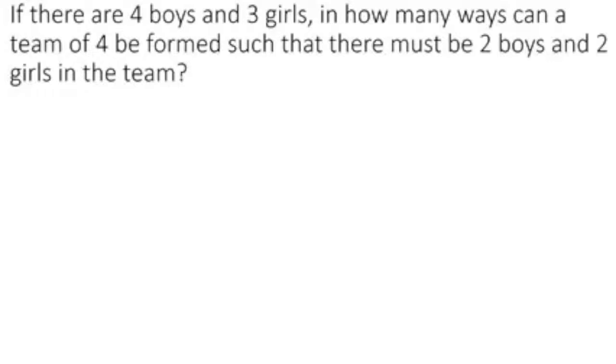If there are 4 boys and 3 girls, in how many ways can a team of 4 be formed such that there must be 2 boys and 2 girls? When we mention "and" here, it means multiplication. So it will be 4C2 into 3C2. So the answer is 6 into 3, which will be 18 ways.